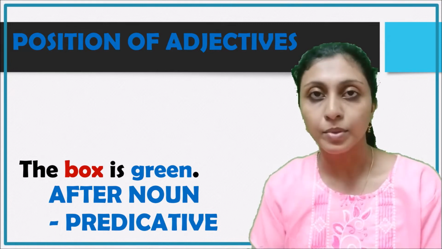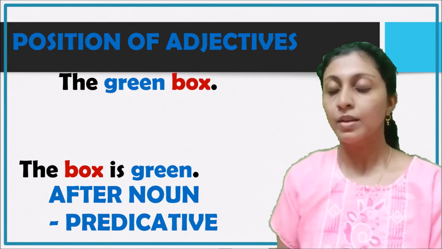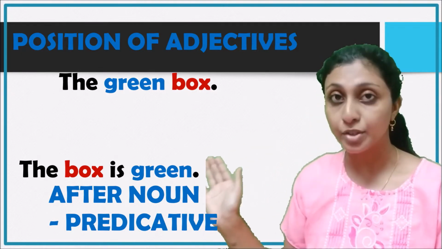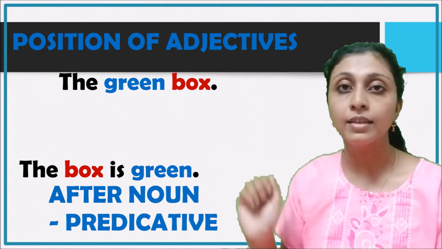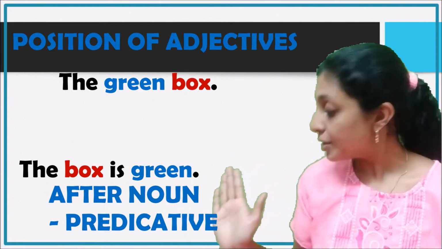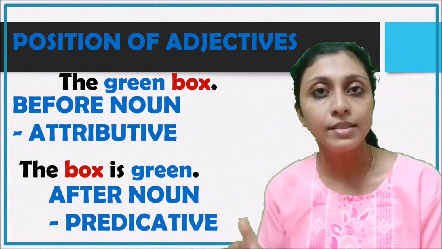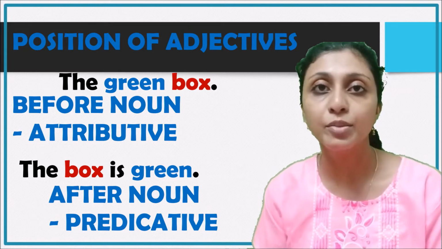In the next example, if I rephrase the sentence, the green box. Here, green is the adjective and box is the noun. So you can see clearly here that the adjective comes before the noun box. In such cases, you can say that the adjective is attributive in nature.